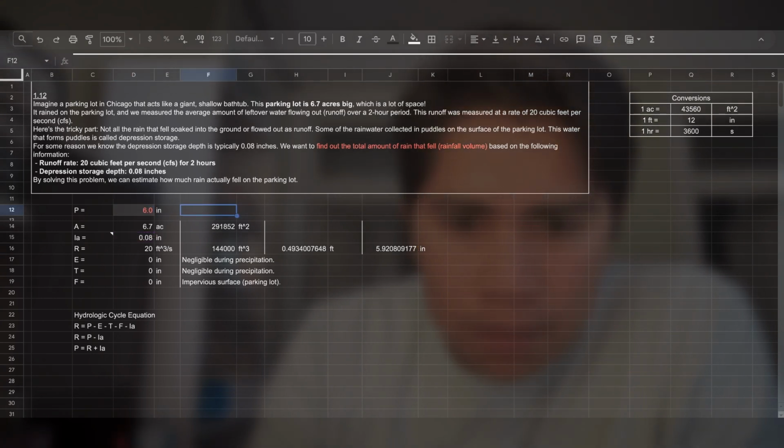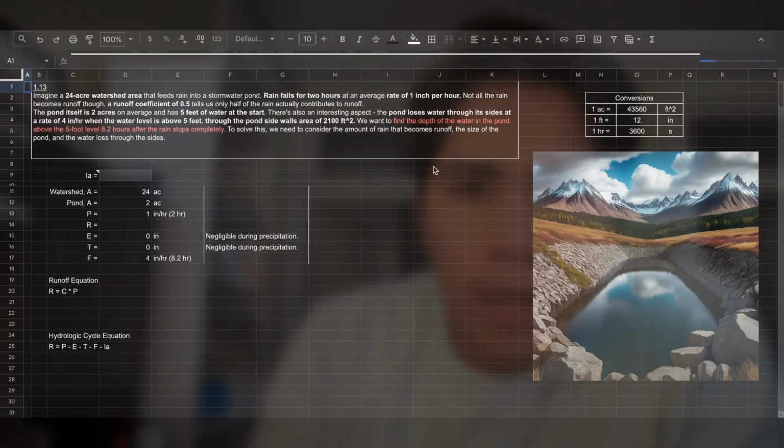Now the next problem is a little bit more complicated, and I generated an image that I hope helps explain the context of the problem. 1.13. Imagine a 24-acre watershed area that feeds rain into a stormwater pond. Let's say the area is everything that the peaks of these mountains contain, and this will be the pond. So everything that melts from up here or precipitates on this area is going to run off to this pond.